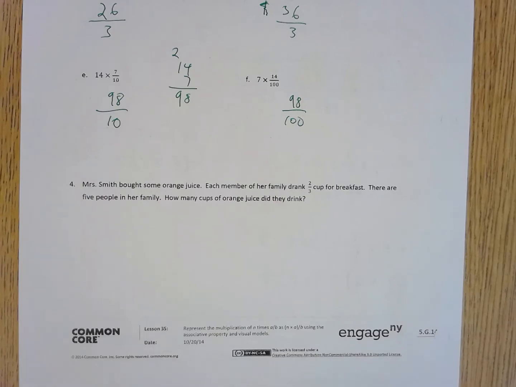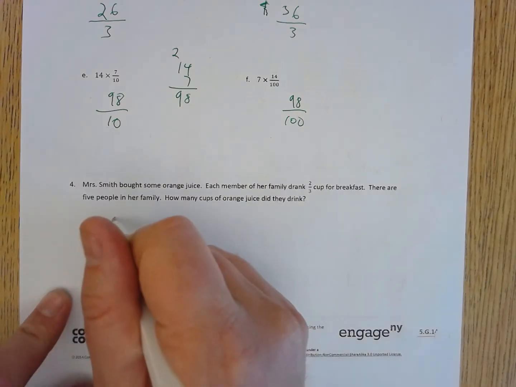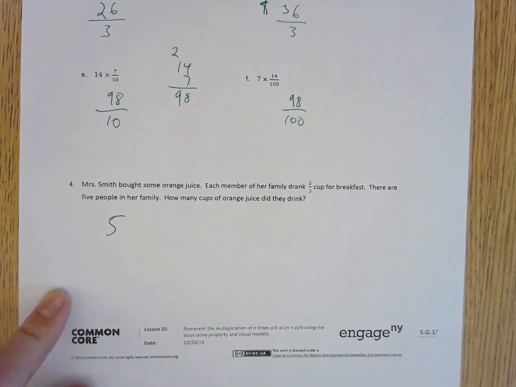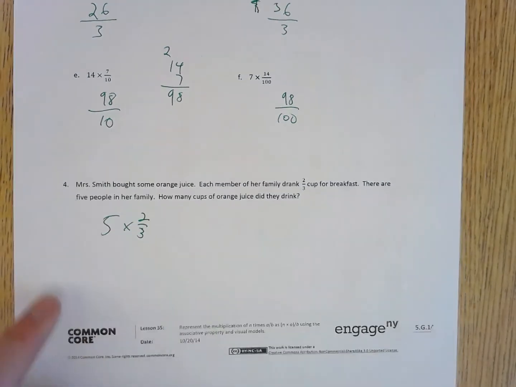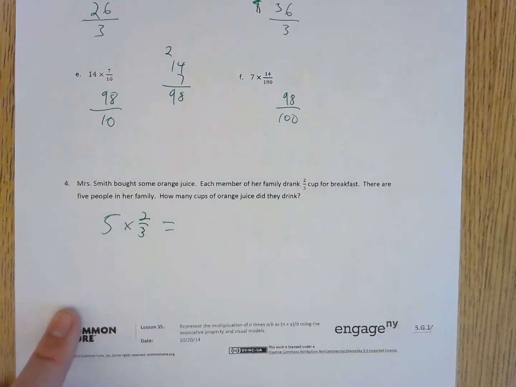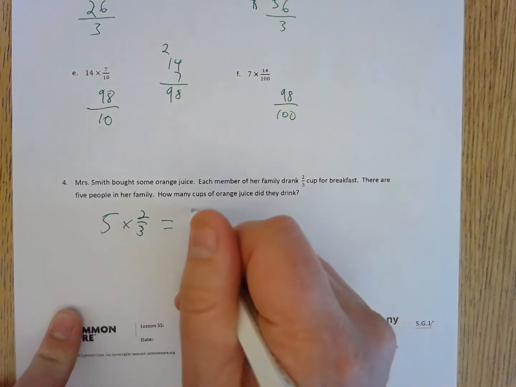Mrs. Smith bought some orange juice. Each member of her family drank 2/3 of a cup for breakfast. There are 5 people in her family. How many cups of orange juice did they drink? So, 5 people, and they each drank 2/3 of a cup, so we're just going to multiply 5 times 2/3, and we are going to get 5 times 2 is 10.